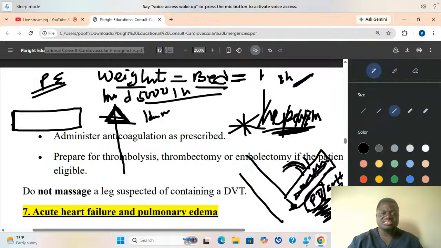What is the PTT? What is the normal PTT? And with the DVT patients, never hot massage any suspected DVT, which we know.